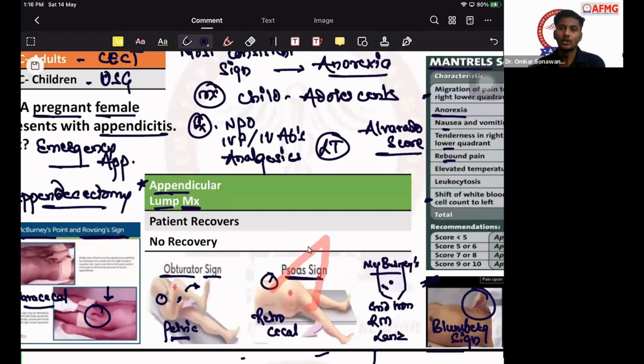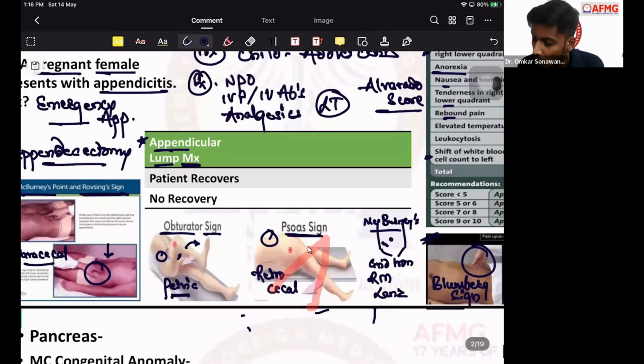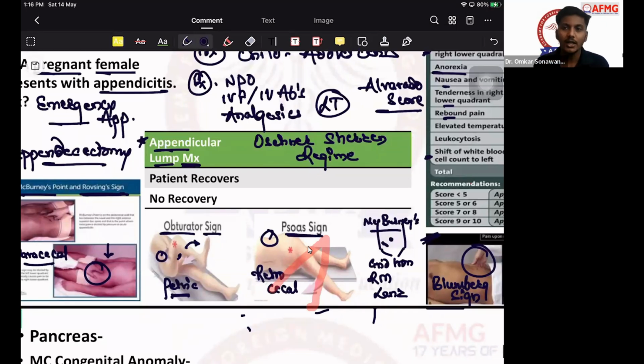Usually it is a sequel or complication of appendicitis. Very good. It is a conservative regime, known as the Ochsner-Sherren regime. Which regime? Ochsner-Sherren regime. It is a conservative management for which condition? It is a conservative management for appendicular lump.